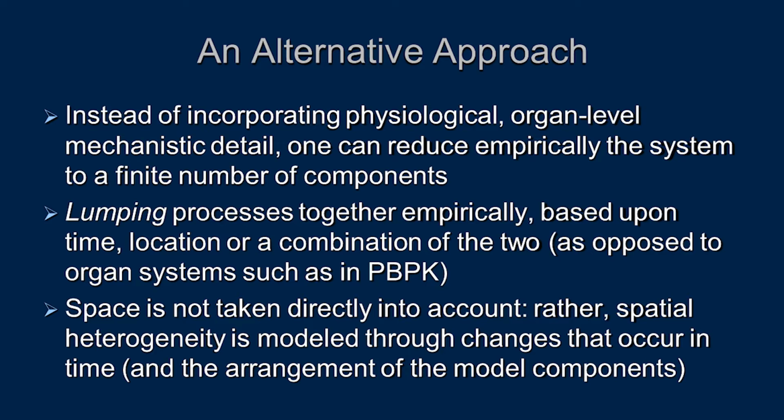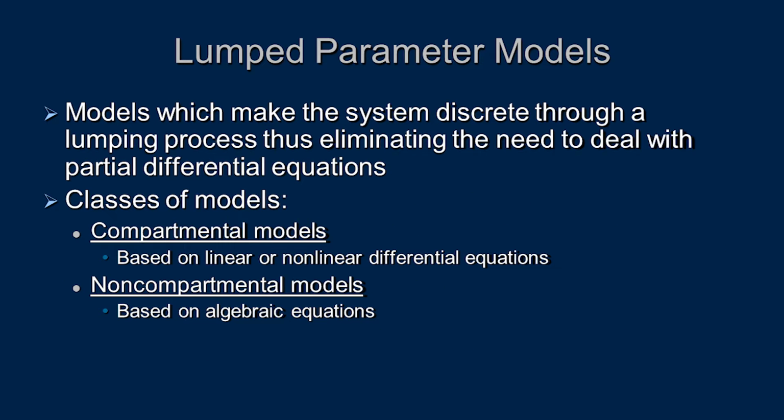And so we don't necessarily talk about space in this setting, but we implicitly talk about spatial distribution via changes that occur in time. And so these lumped parameter models essentially discretize the system by boiling it down into as small a number of components as possible, which is not as large as a PBPK model and not as detailed as spatially realistic models, but it is tractable. These models are called, in the most general setting, compartmental models, and they can be based on linear or nonlinear differential equations. And an incarnation of compartmental models is the non-compartmental approach that is actually based on algebraic equations.